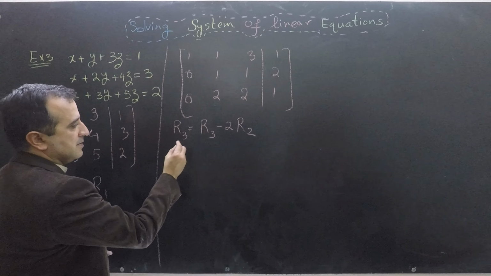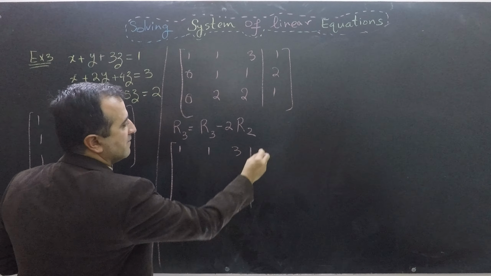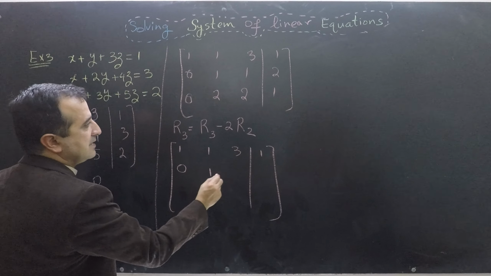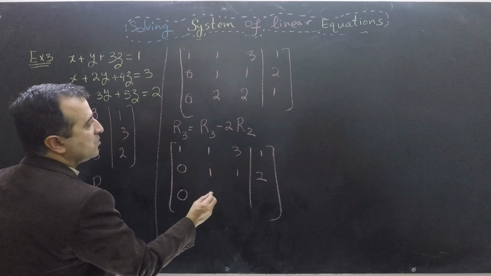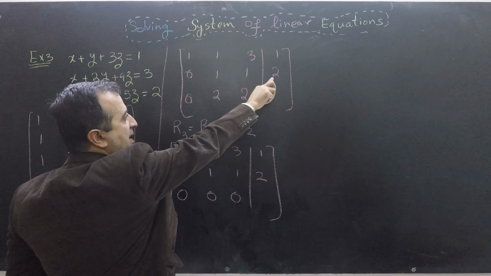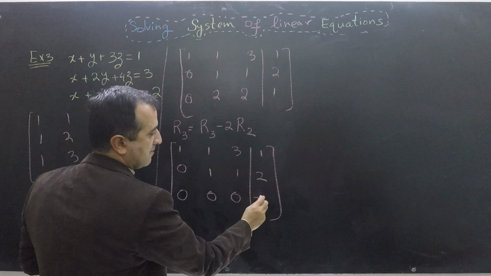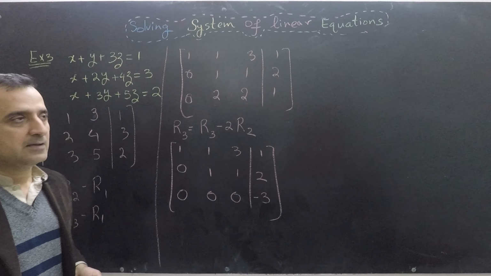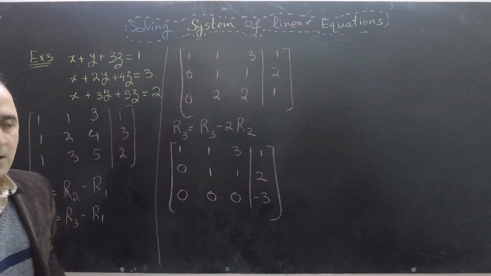So it's going to be 1, 1, 1, 3. I'm just writing the first two rows because they are not changing. 0, 1, 1, 2. The third row we're going to have 0, 0, and then here we will have minus 2, minus 4 plus 1. Minus 4 plus 1 is going to be minus 3.